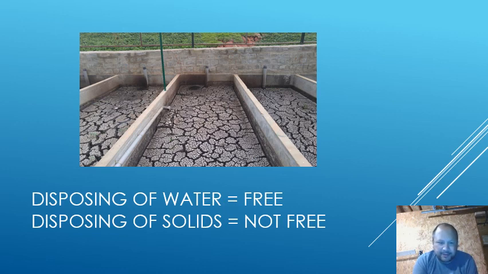And the main takeaway from this chapter is to remember that disposing of water at a wastewater treatment plant, when you have an NPDES permit and you're allowed to discharge it to a receiving water, a stream or a river, disposing of the water is free. Having to dispose of the solid material costs money. So there you go. Chapter 11. When we get into chapter 12 and chapter 13, we'll be talking a little bit more about taking the sludge and processing it so that we can dispose of it in a more cost-effective way.